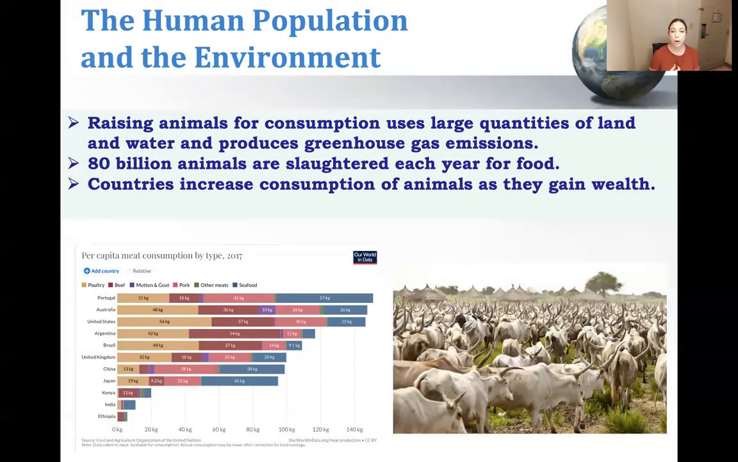Okay, now this comes from Our World in Data, and this is fully updated. Well, this says 2017, but if you go on the website, Our World in Data, most of this goes through 2020. So we are consuming more animal products than any time in history. As countries get wealthier, they consume more animal products.